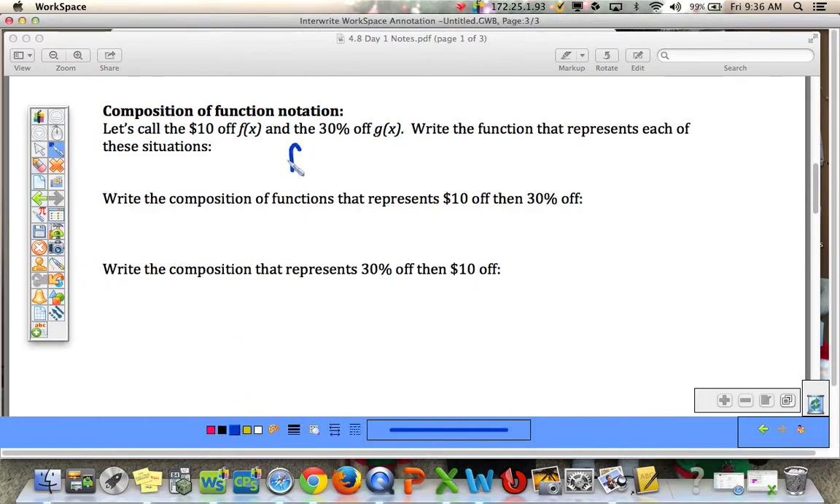So again, f of x equals x minus 10. G of x is the 30% off. If something is 30% off, you're still paying 70%. So if you're paying 70% of something, remember multiply, so 70% is 0.7 times x. So again, if it's 30% off, you're paying 70% of the total.